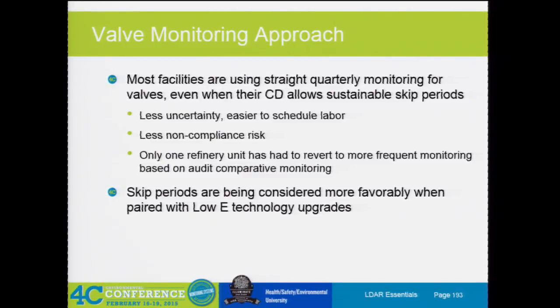Skip periods are being considered more favorable when paired with low-emission technology upgrades. It kind of contradicts what I just said, but when you think about it, if I'm putting in better equipment that's already designed for a 5-year life cycle, never to go over 100 ppm, you have that certificate, and you put all of that in this unit. Well then, why not go to a skip period? Because it's already been tested. It's passed API 622 and 624 requirements, so it's already been put in there, and now I could see you using skip periods. But if you don't have the equipment to do it, I wouldn't do it.